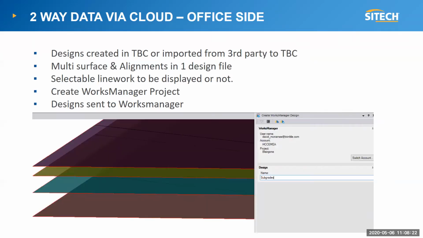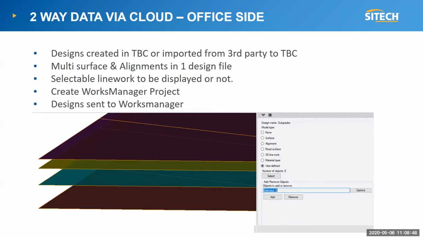In this example, I have 4 different surfaces: capping, formation, subgrade, and finished surface. I have on the right-hand side, my Works Manager account, my username, my account is going into, and the project that this data is belonging to, which is Blagon. I give my design a name, subgrades.